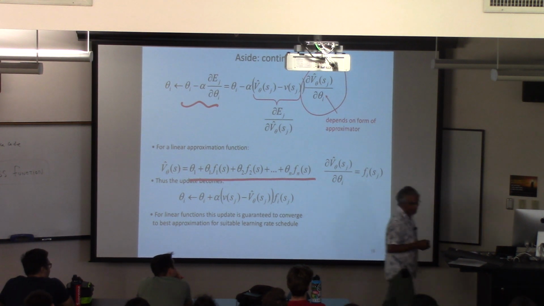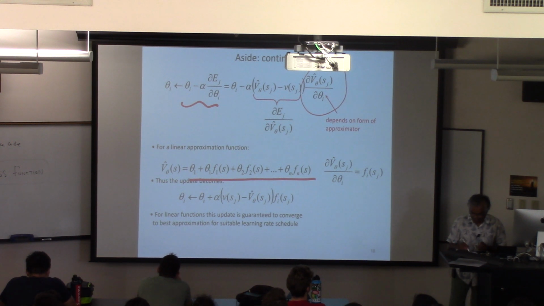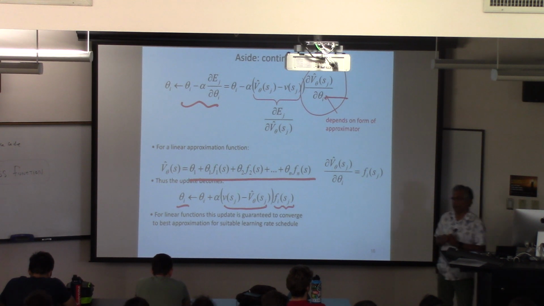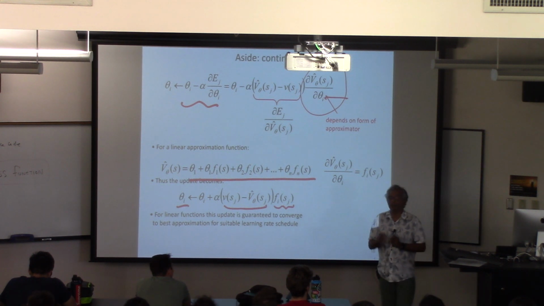Okay, so I did all my calculation and then essentially I got theta I should be shifted towards alpha times Vsj minus V dash theta Sj times Fi, feature Fi for that state. Because I'm essentially differentiating with respect to theta I. Right? Questions? Anybody? This is just calculus coming back to bite you. Right? Yes, please, go ahead.